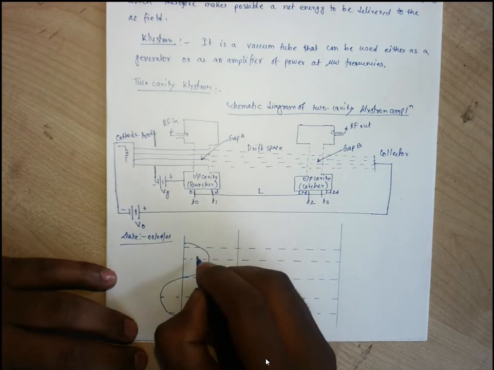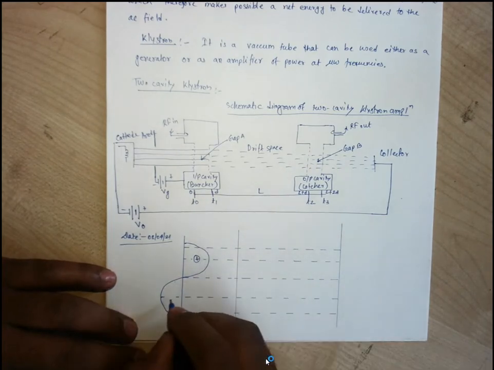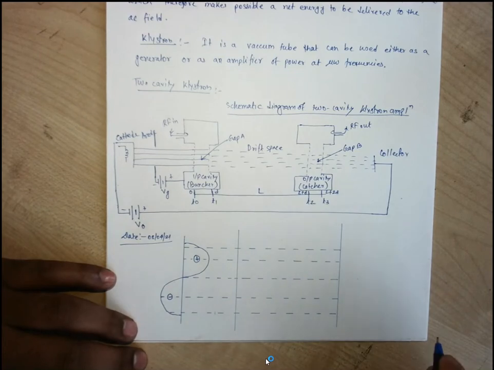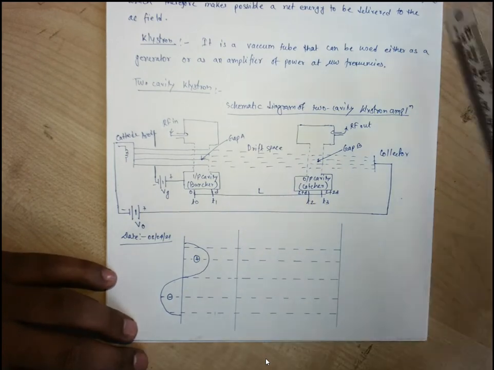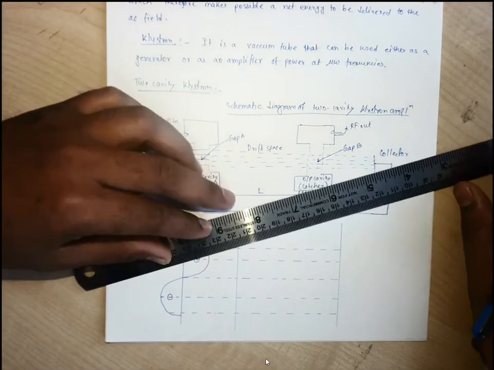It is positive half, here it is negative half. Okay, let me draw those things again manually.